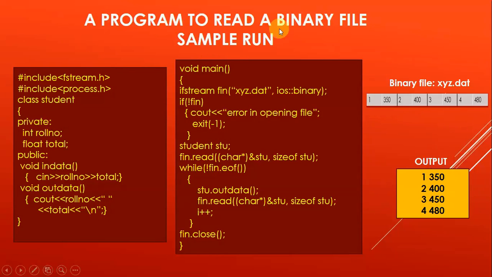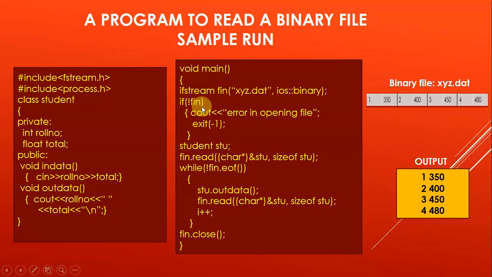Now in main, as I have to read a binary file, I will create an object of class ifstream. You can see this ifstream fin. Fin is an object of class ifstream, and I will associate it to the file xyz.dat which I created in my previous program. And then again, it is mandatory to include ios::binary, that is the binary mode of the file. Otherwise, this will be treated as a text file.